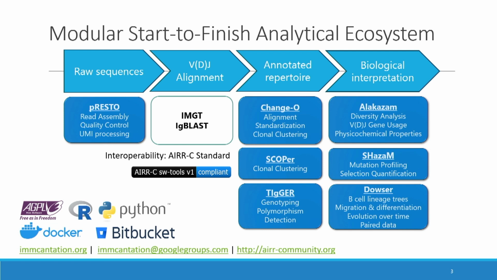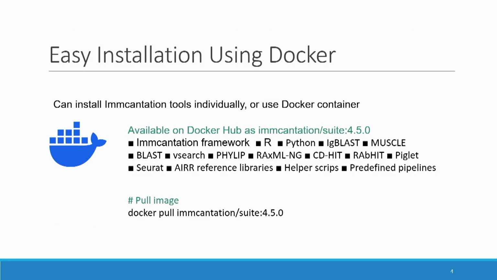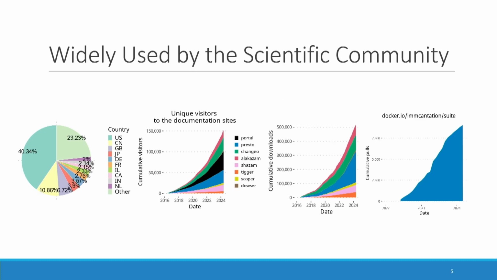We are released under AGPL v3, so we are free to use. We are open source and available to both academic and commercial users. You can install all the packages individually, or you can install using the Docker container, which includes all of the packages, as well as reference scripts and other libraries that go along with a single Docker pull.